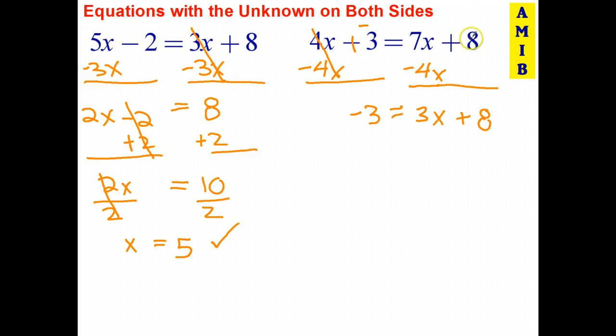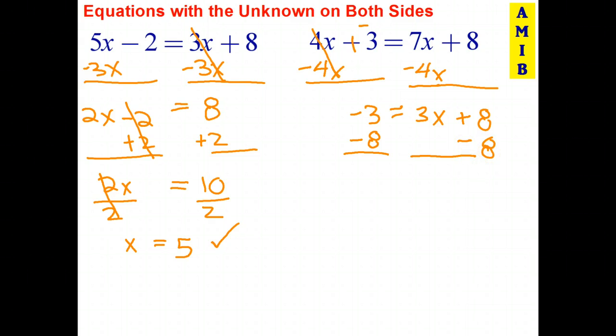And once again, I've started with an equation that had the variable on both sides. After the first step, I now only have the variable on the right-hand side. Okay, we now have to undo adding and subtracting. So I take away 8.